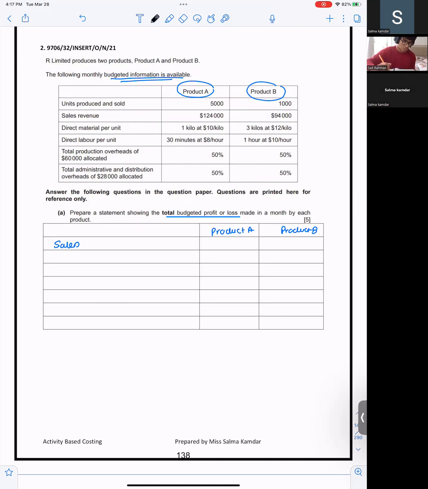What is your sales revenue? 124,000. And 94,000. Okay. Then you will write your costs. All the costs.